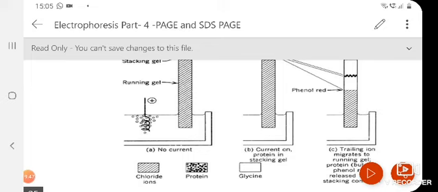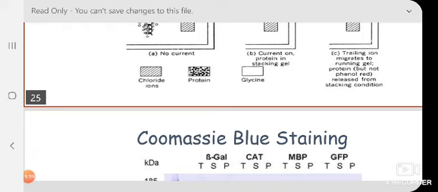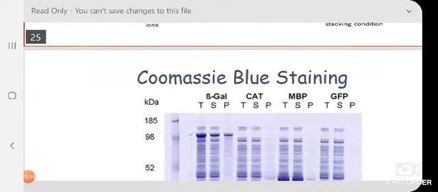It will reach the running gel or the separating gel. Once it reaches the separating gel, the separation will be based on molecular sieving, that means based on their molecular weight. And once the proteins are separated by molecular weight, then you can go for a staining procedure.